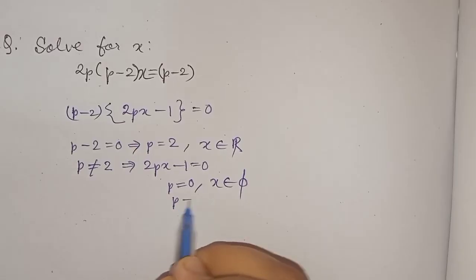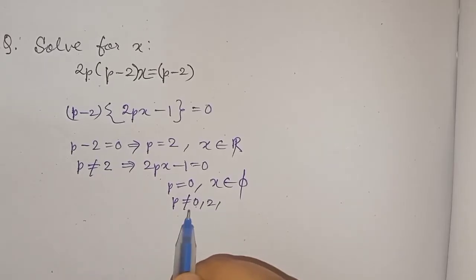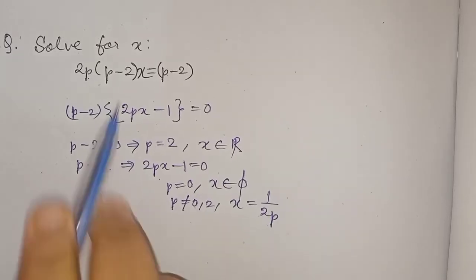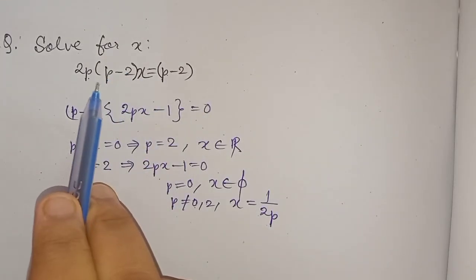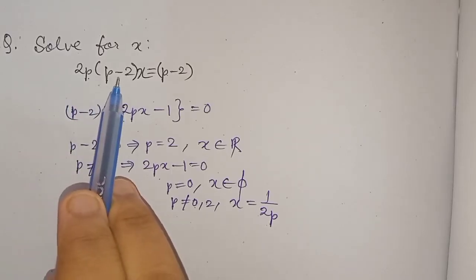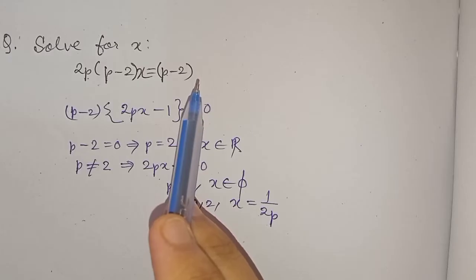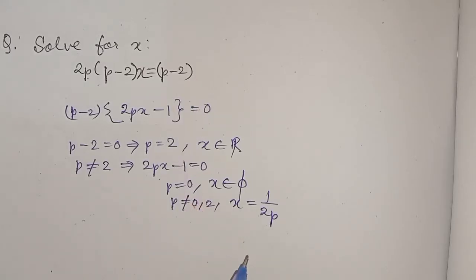But when p is not equal to 0 and p is not equal to 2, then we can uniquely define x as 1 by 2p. So directly by seeing, we cannot tell that x equal to 1 by 2p. We have to first solve by cases. We have to first assume the values of p, that for which values what possibilities will arise. We have to compare it with the original expression, and then we can arrive at our final answer.